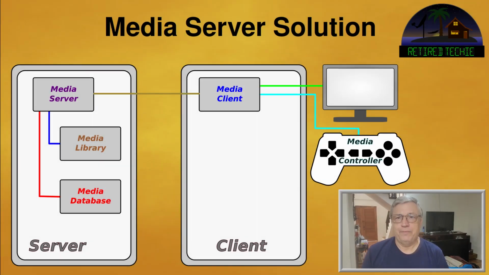Okay, the next level of complexity. Let's talk client-server, server-client relationship, where you have two different applications. On your server, a separate PC somewhere on your network, you have your media server, you have your media library, you have your media database. Technically, your media library and your media database could be on another server, so you could have two servers, but we're just showing one here.